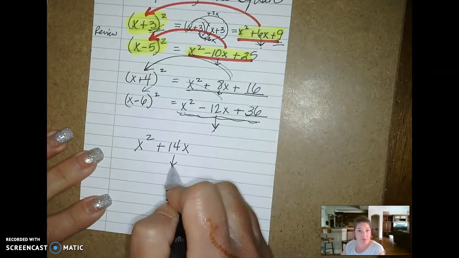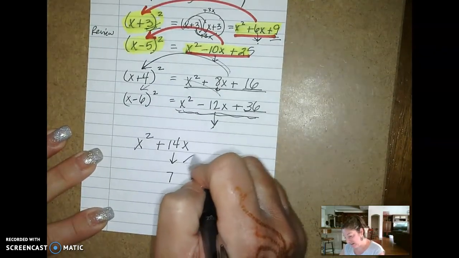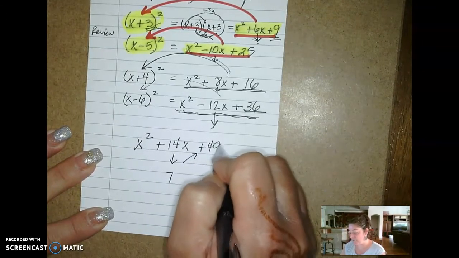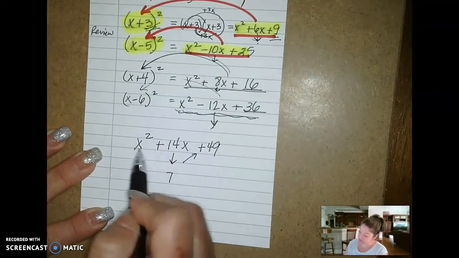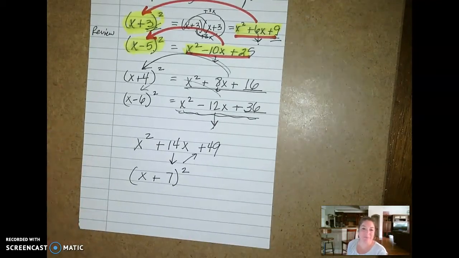So what is half of 14? 7. What is 7 squared? 49. So if I add a 49, I'm able to take this trinomial and write it as (x + 7) squared. Okay? Let's go do a couple more and I'll show you what it's going to look like when it's all put together.